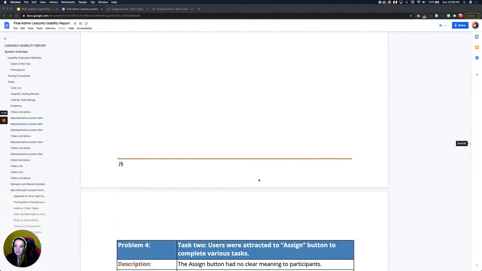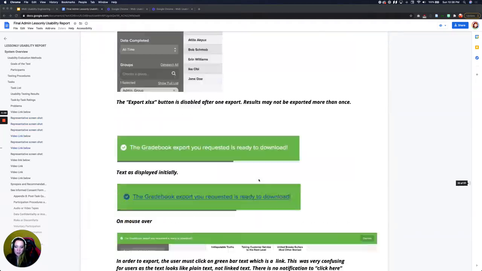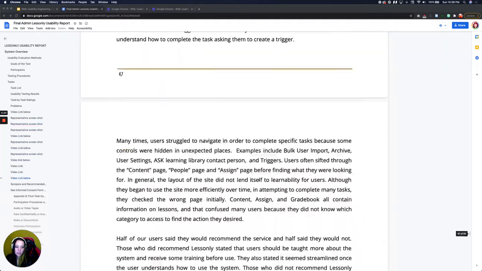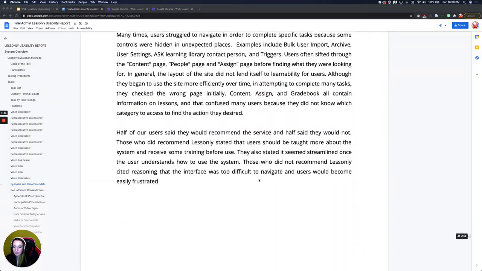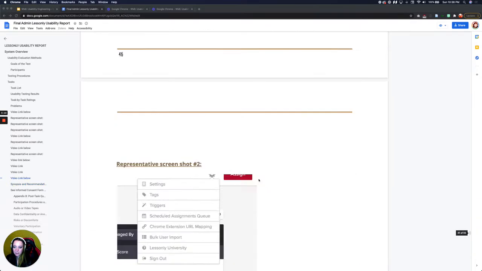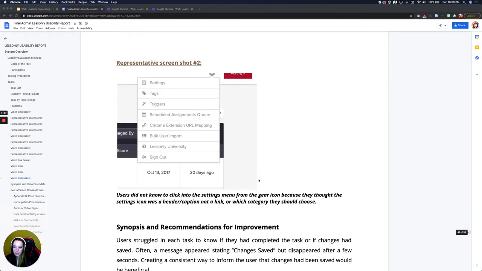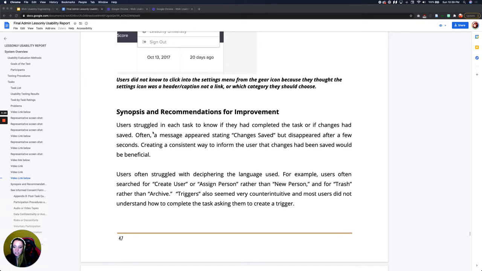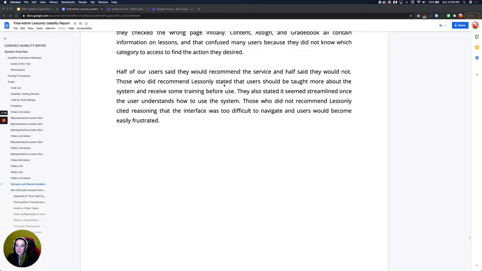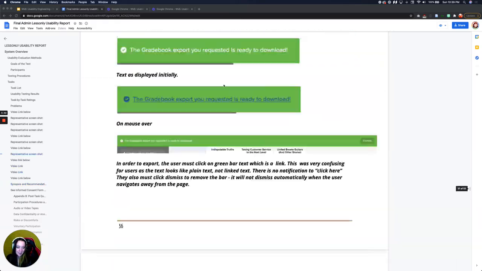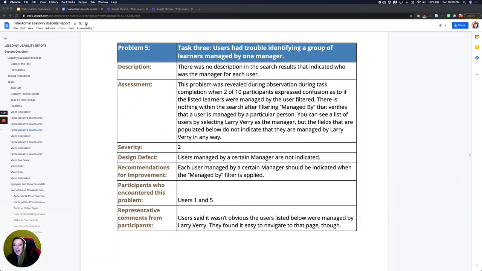And then at the end, and this document that I'm looking at is also available in Canvas, you can see at the end, they wrote some recommendations for what the designers of Lessonly should do to make this more usable. So you can read this example. Obviously, I don't expect you to write something this ginormous, something this specific. This is 55 pages.